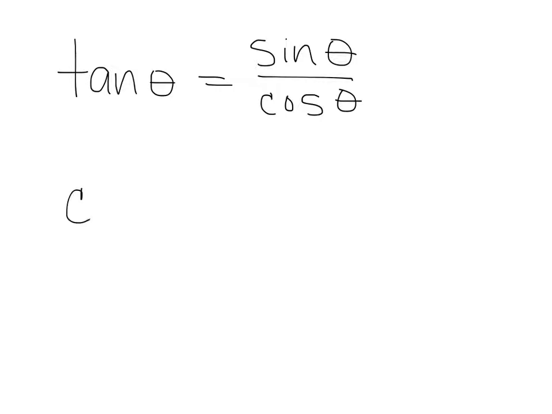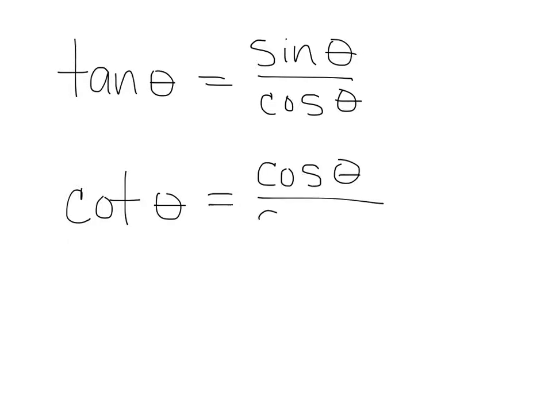Therefore, it is also true then that the cotangent of theta is equal to the cosine of theta divided by the sine of theta. In a few problems later on, you can substitute cotangent for cosine over sine, or tangent for sine over cosine, to help you simplify an identity.